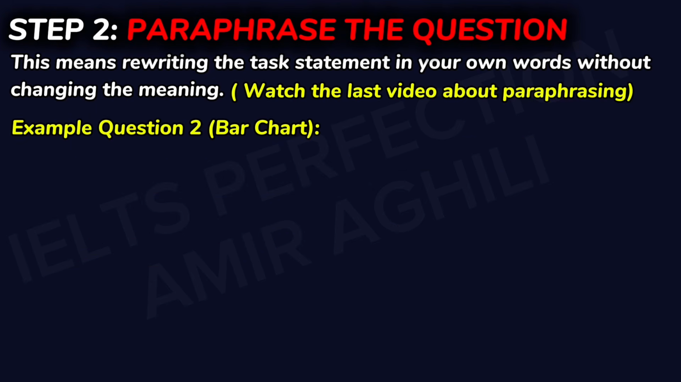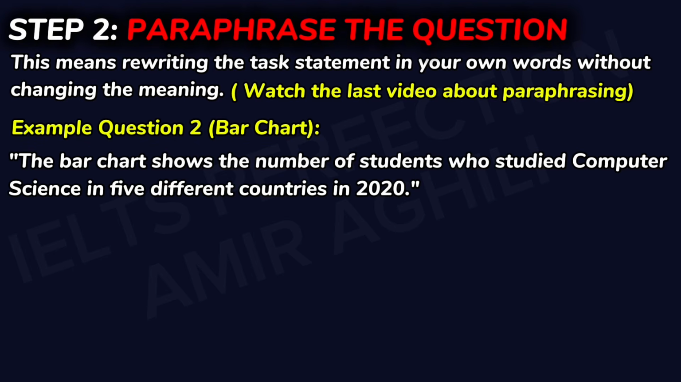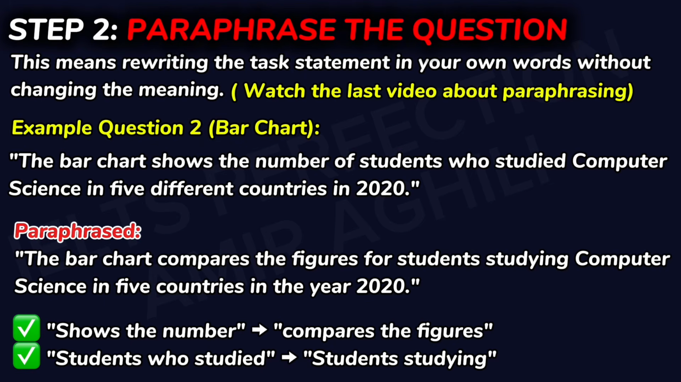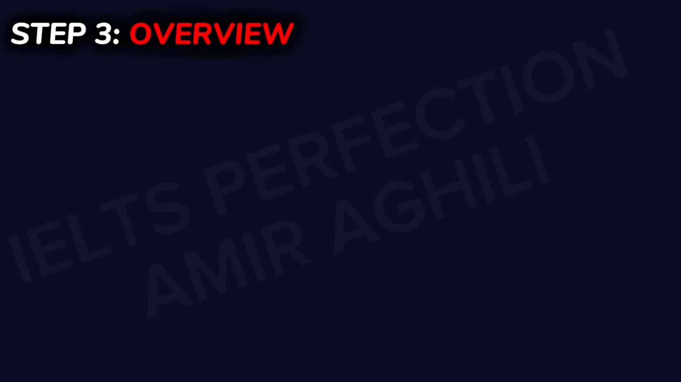Now let's see another example, which is for a bar chart. The bar chart shows the number of students who studied computer science in 5 different countries in 2020. The bar chart compares the figures for students studying computer science in 5 countries in the year 2020. Here, instead of shows the number, I used compares the figures. And instead of students who studied, I changed it to students studying. Easy peasy, right?